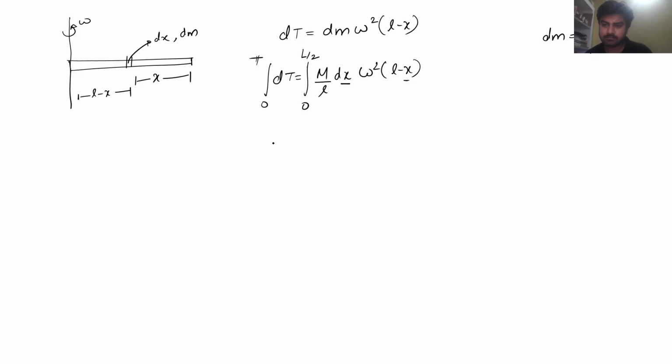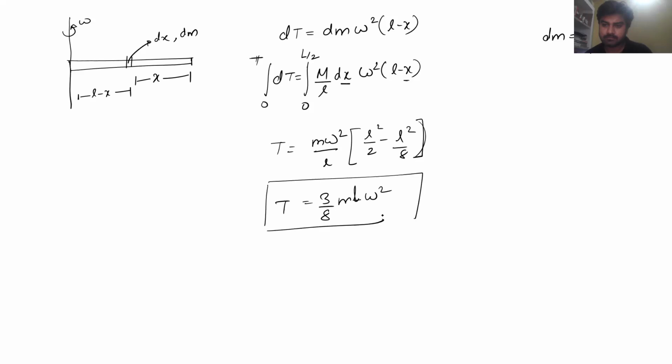So t will be equal to, when you integrate it, L minus x को integrate करेंगे, so you will get finally m omega square by L square by 2 minus L square by 8 by putting the limits. Okay, now we will get finally t is equal to 3 by 8 m L omega square. Solving is simple, right? Maths only. This will be the tension.